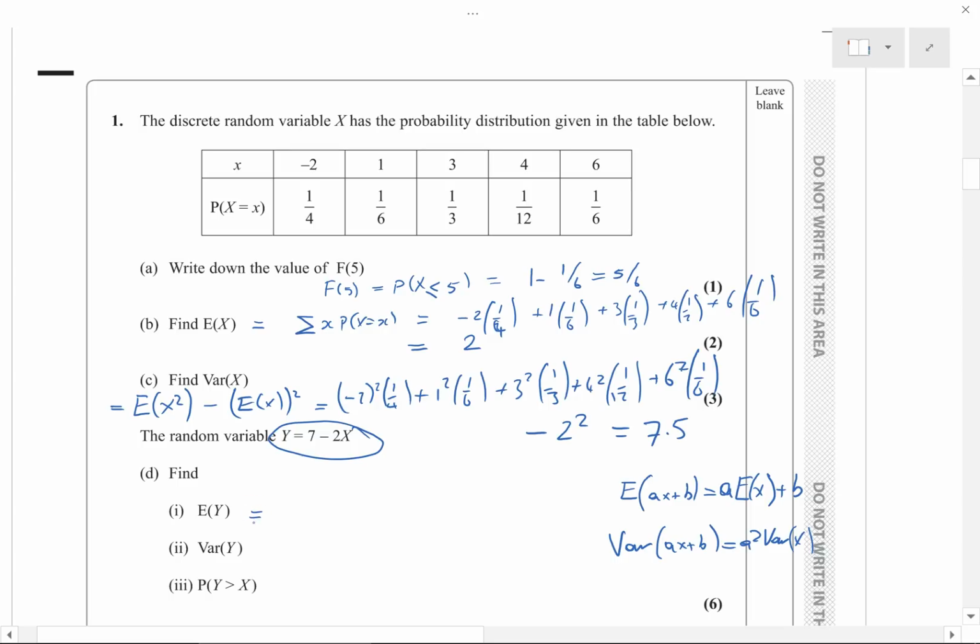So E of Y here would just be equal to 7 minus 2 E of X. So that's 7 minus 2 times 2, so that's equal to 3. However, the variance of Y, as I said, adding a number is not going to have any effect whatsoever. So it's minus 2 squared times the variance of X. So that's 4 times 7.5, and that equals 30.